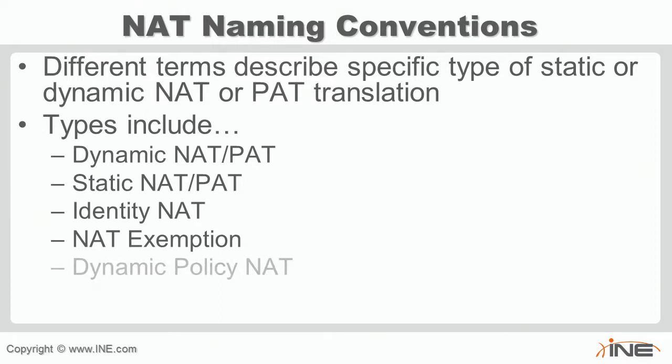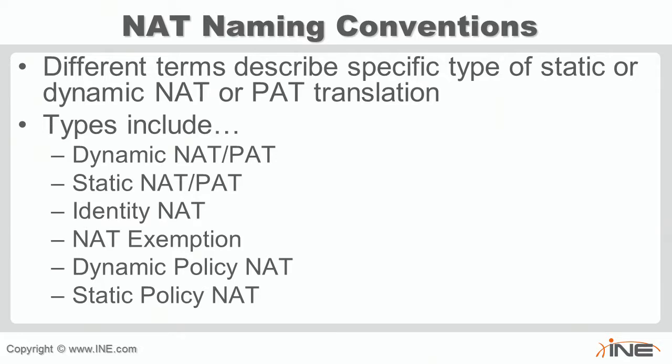Then we have both the dynamic and the static policy NAT. This is going to be used typically when we're doing NAT in conjunction with an IPsec tunnel that we want to control based on both the source and the destination of traffic, which types of flows are going to go to the NAT classifier and which ones are not.